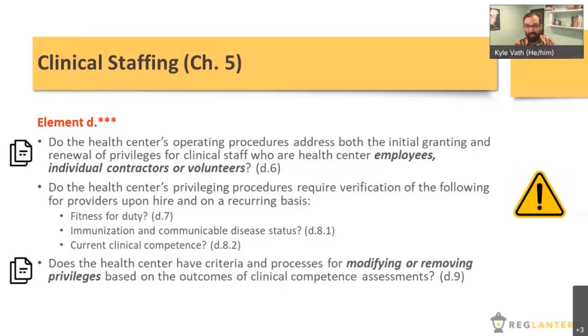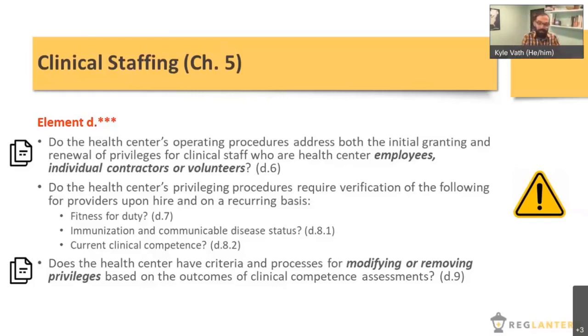I will commonly see this missing from credentialing and privileging policies, and it's so easy to put in there. Just make sure you copy and paste this language, that this credentialing and privileging policy applies to employees, individual contractors, and volunteers. You don't get any extra credit points for creative writing. So employees, individual contractors, or volunteers, this policy applies to all of those areas.